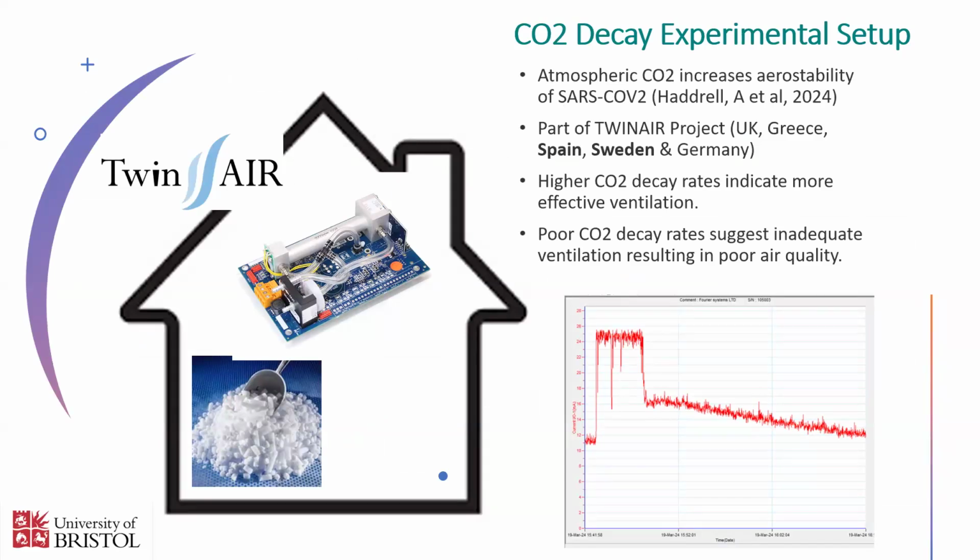For example, in a room, you measure a certain amount of dry ice, depending on the size of the room, then spread it across the room. Using carbon dioxide sensors, you can see the decay rate, and from there you can understand that if the decay rate is higher, it indicates more effective ventilation of the room. If there is a poor decay rate, it indicates inadequate ventilation and poor air quality in the room.